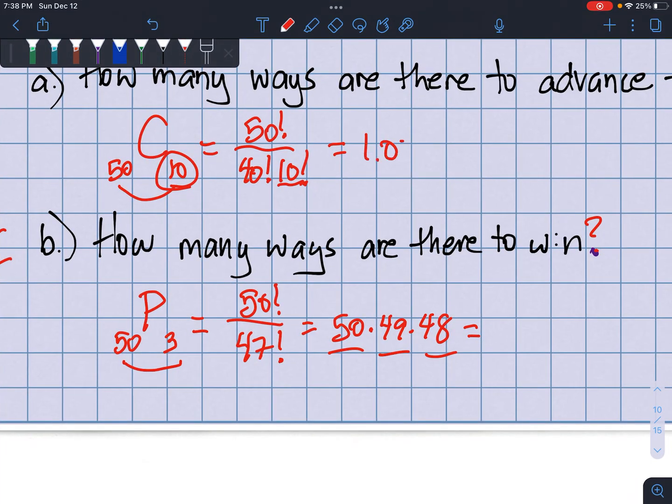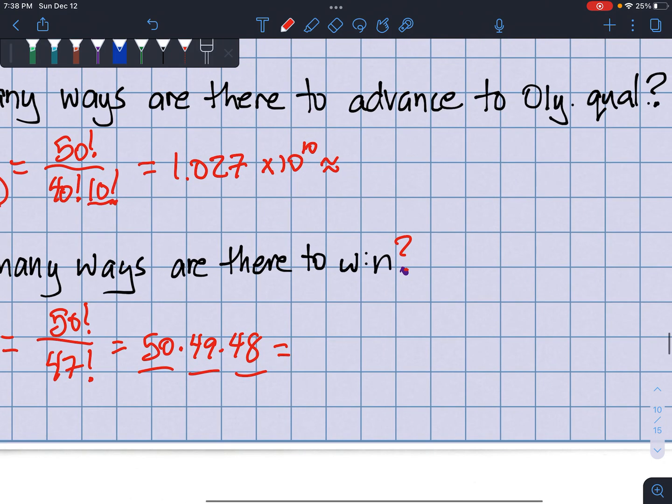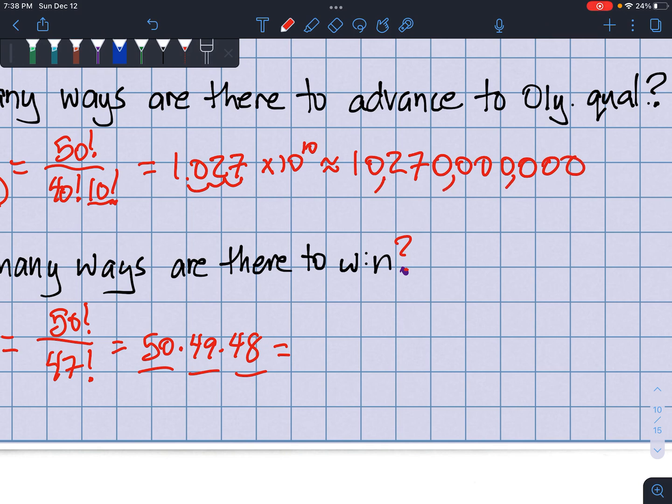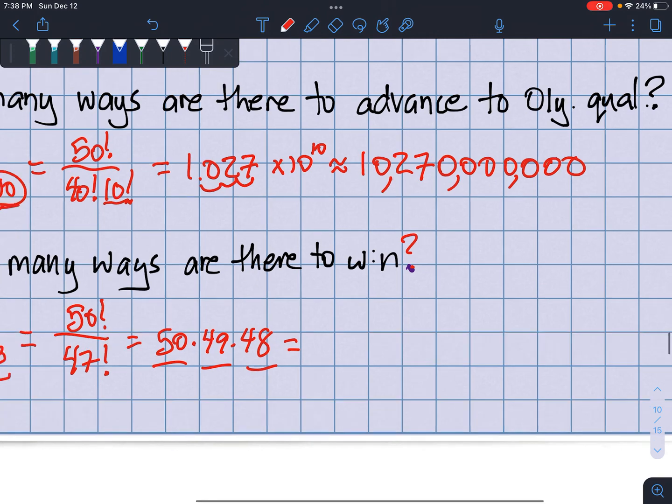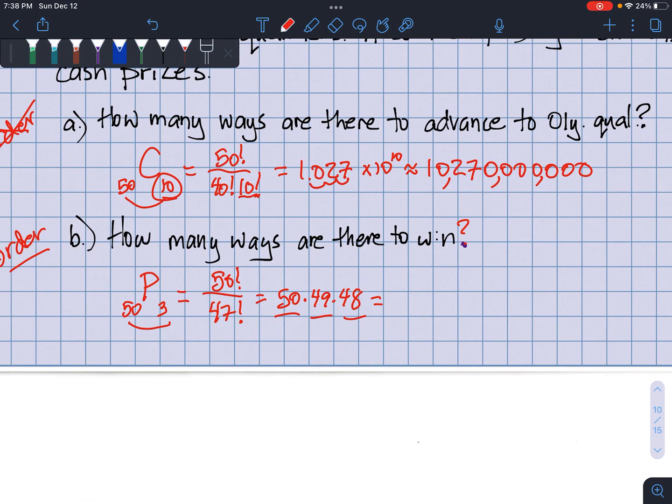So 1.027 times 10 to the 10th. What is that number? Well, let's slide the decimal spot 10 places. So there's 3, and I've got to go 7 more zeros after that. Okay? So 1, 2, 3, 4, 5, 6, 7. So that's like 10 billion ways for these 10 runners to qualify.